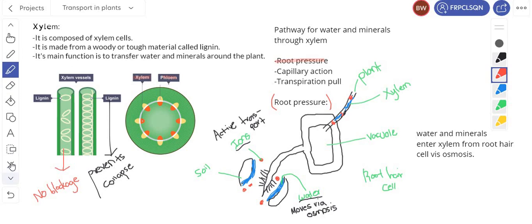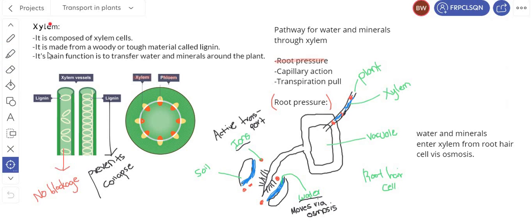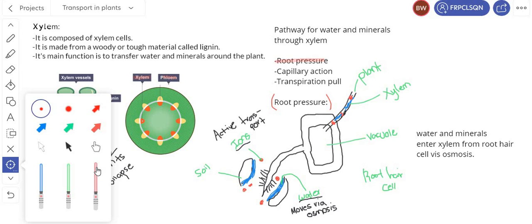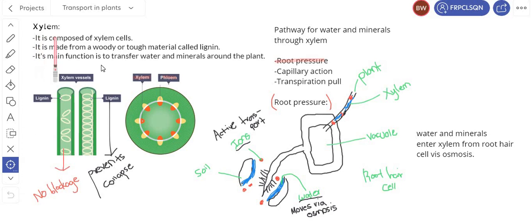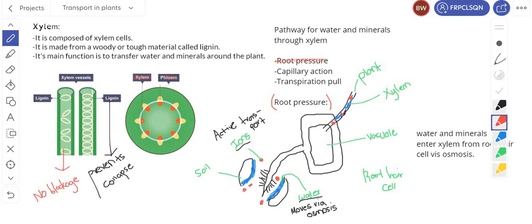There are a number of things to be understood here. The xylem is composed of xylem cells. Obviously it's a tissue, and being a tissue, it's composed of its own kind of cells. It is made from a woody or tough material called lignin. Lignin is basically a deposit, very thick, strong, tough, and woody, and you can find this on the xylem vessels. The main function of the xylem vessel is to transfer water and minerals around the plant. Simple enough. Let's have a look at the diagram here.